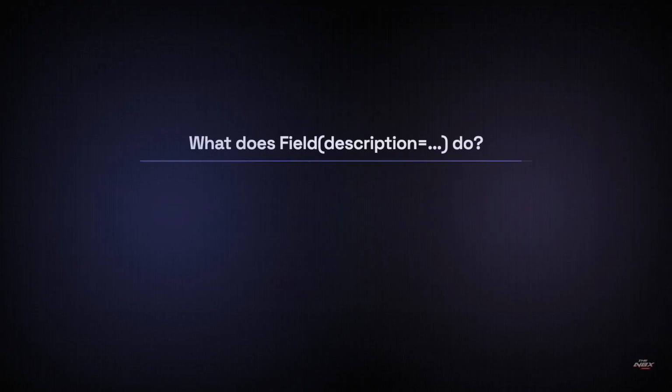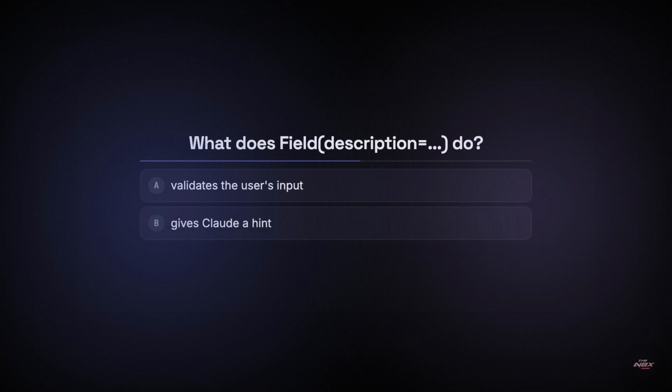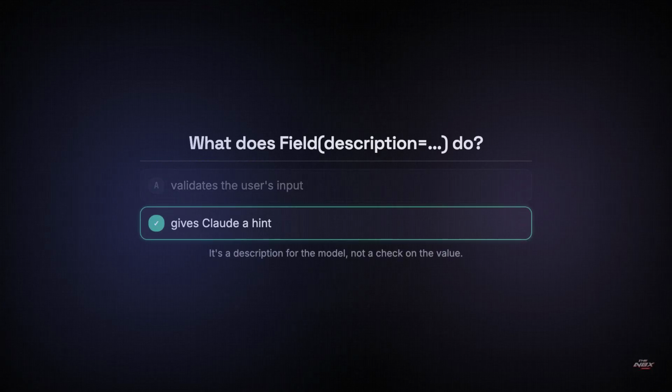From the course. What does Field with the description actually do? It validates user input. Or, it gives Claude a hint about the parameter. Have a think, and pause if you'd like a moment. Ready? It's a hint for Claude. Pydantic can validate types elsewhere, but that description exists purely so the model understands what to put in the slot.